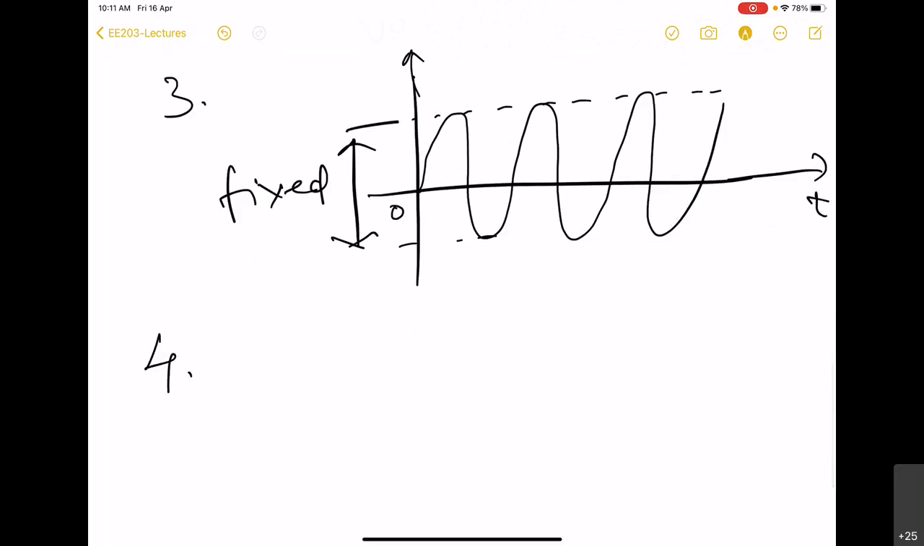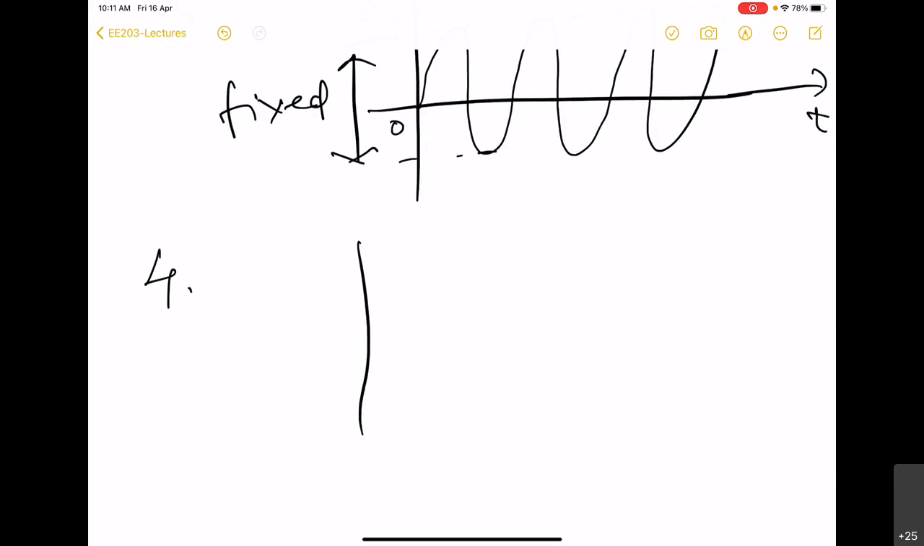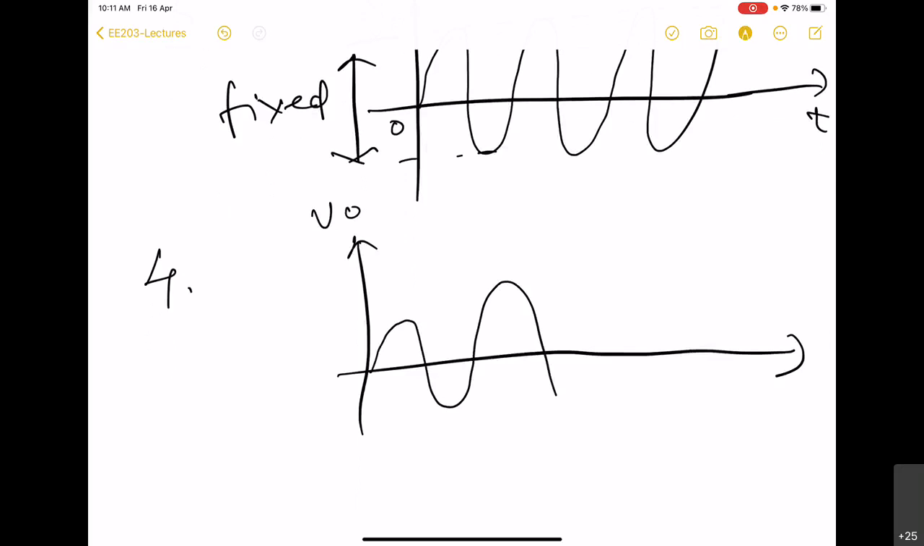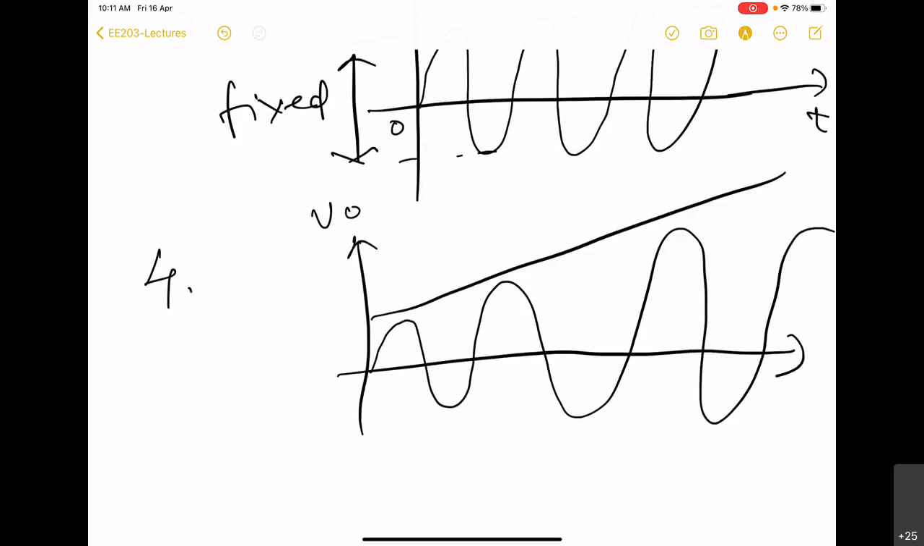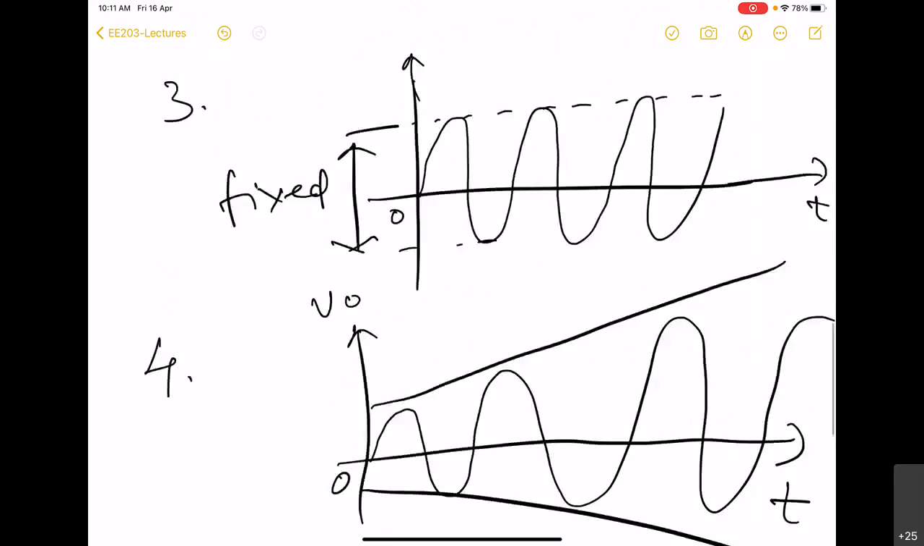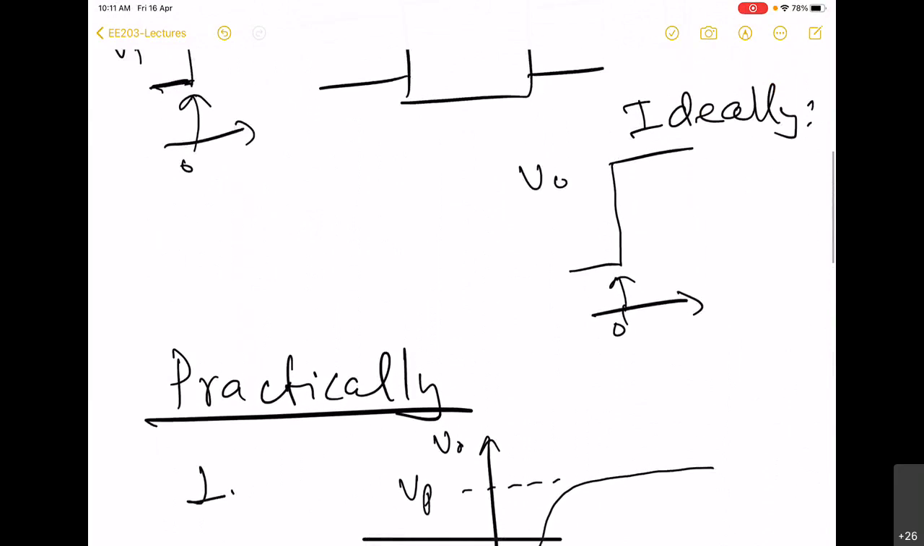And the last possibility is, you can say, the escalation of even this third one. That means the output does not remain bounded. So here we have an output which is growing with time. These are the four major classes of output that we can get for a step response to an amplifier.